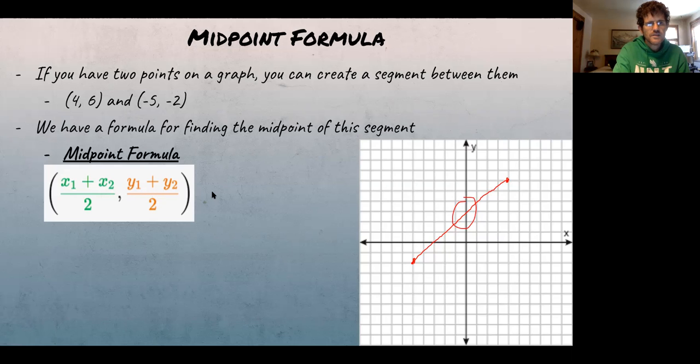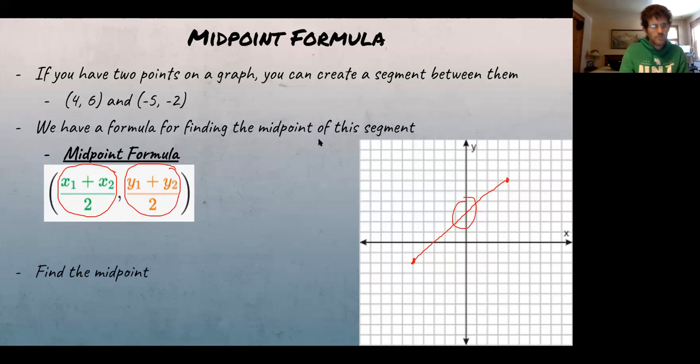So this is basically saying I want to get the average x value, and that's going to be my x coordinate, and I want to get the average y value, and that's going to be my y coordinate. So we'll see how that works. I'm going to bring these 2 points down. I've got 4, 6, and I've got -5, -2 down here.